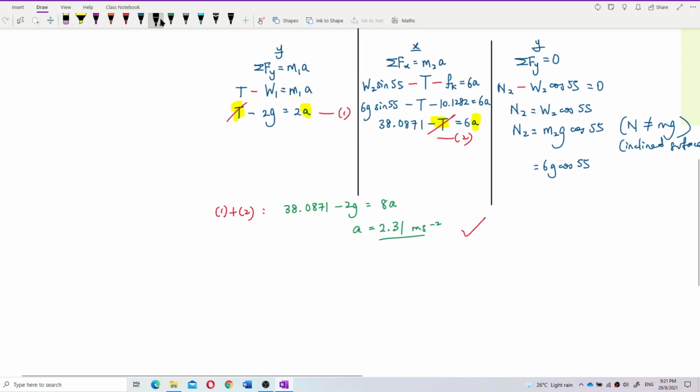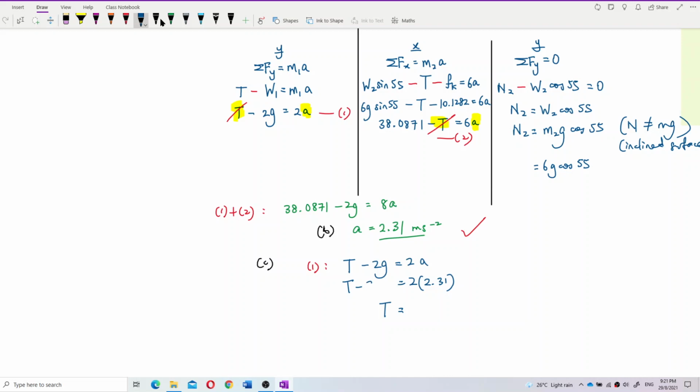This is for question B. Now question C. I look back to equation 1. I use the tension minus 2g equal to 2a. So a, I substitute with 2.31. So I can get my tension, this is tension minus 2g. Let's calculate.